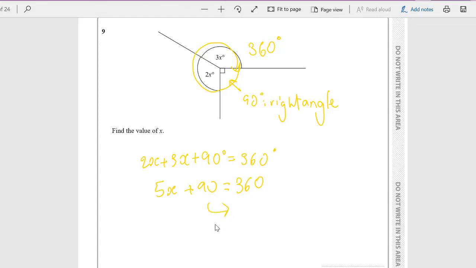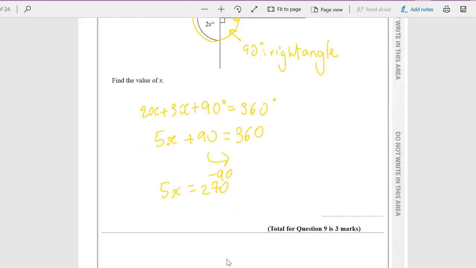So we can take this to the other side, becomes a minus 90. So 5x equals 270. And then if we divide through by 5 on both sides, then this will give us x equals 54. So that will be our answer, 54 degrees.